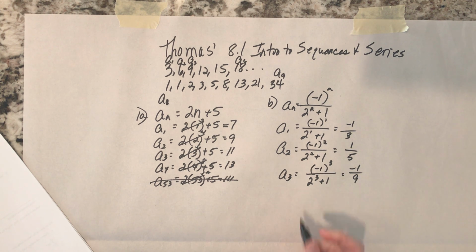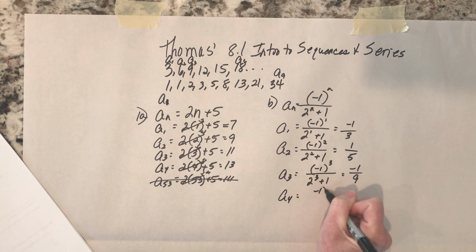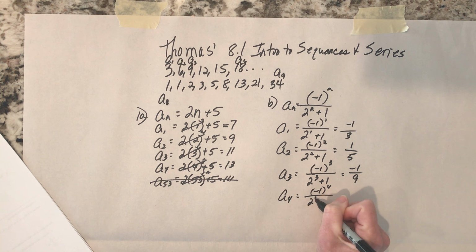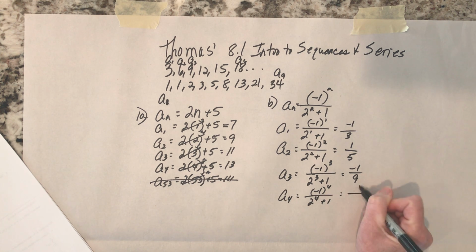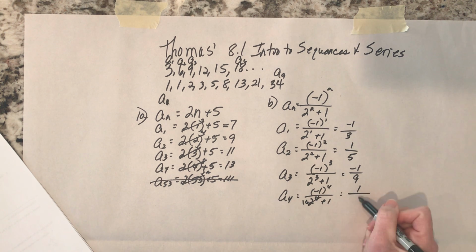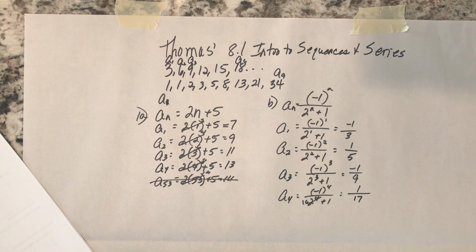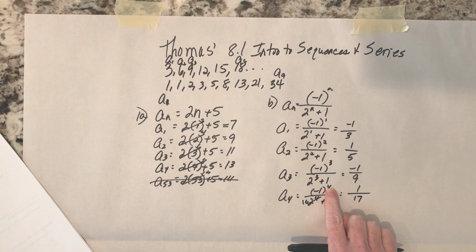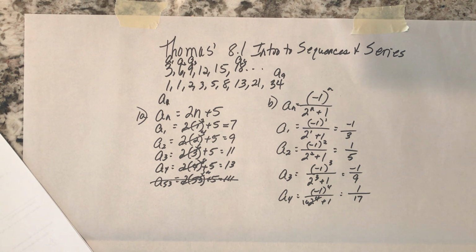Plus 1 is 9. A sub 4 is negative 1 to the fourth power over 2 to the fourth power plus 1. Negative 1 raised to the fourth power, be sure you've got parentheses if you're checking in your calculator, gives you a 1. 2, 4, 8, 16 plus 1 gives you a 17. So those are the first four terms of that series with that closed formula. Again, if we wanted to find the 53rd, we'd put a 53 in for n and work out the math.